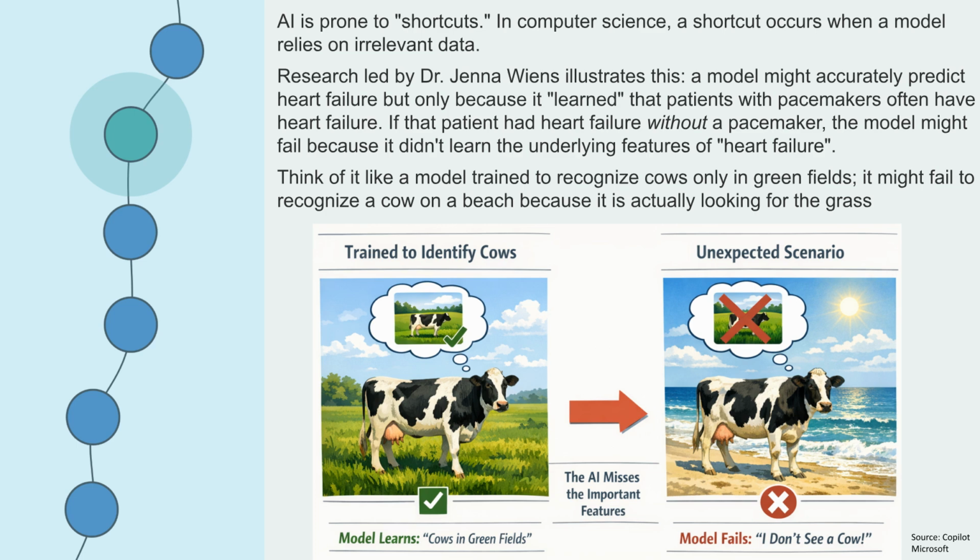AI is prone to shortcuts. In computer science, a shortcut occurs when a model relies on irrelevant data. Research led by Dr. Jana Vince illustrates this. A model might accurately predict heart failure, but only because it learned that patients with pacemakers often have heart failure. If a patient had heart failure without a pacemaker, the model might fail because it didn't learn the underlying features of heart failure. Think of it like a model trained to recognize cows only in green fields. It might fail to recognize a cow on a beach because it is actually looking for the grass.